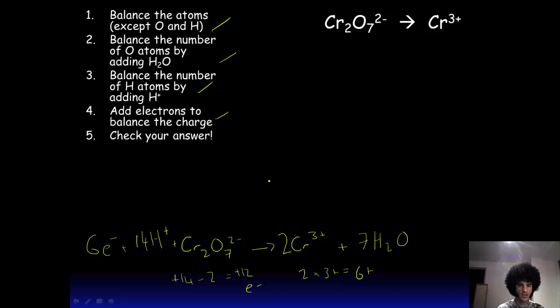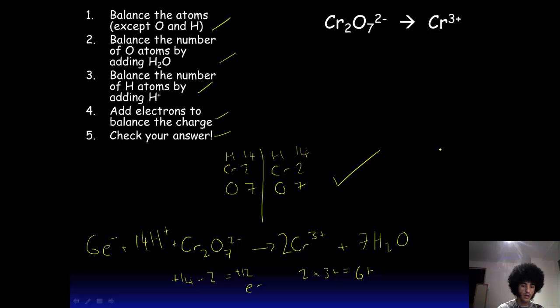Let's now just check our answer. I've got 14 lots of hydrogen. Here I've got 7 lots of 2, 14 hydrogen. Let's double check our chromium. I've got 2 here. I've also got 2 there. Let's check our oxygen. I've got 7 here. 7 lots of 1 is also 7.